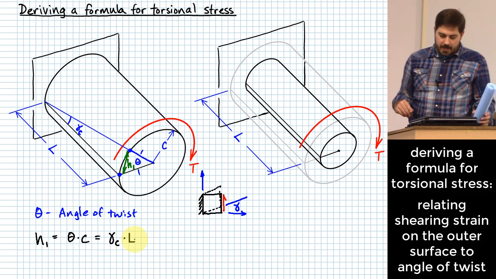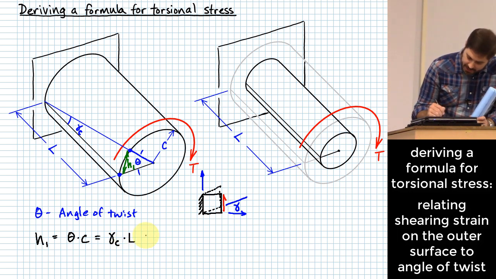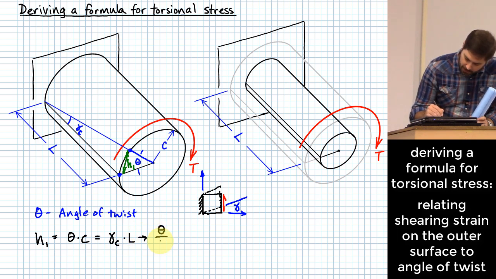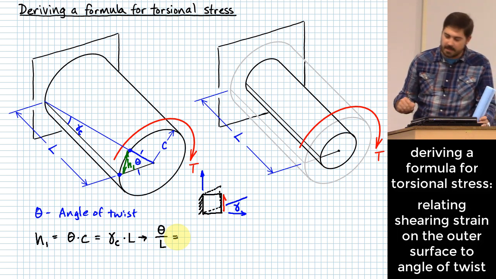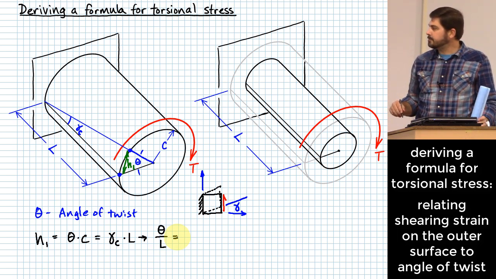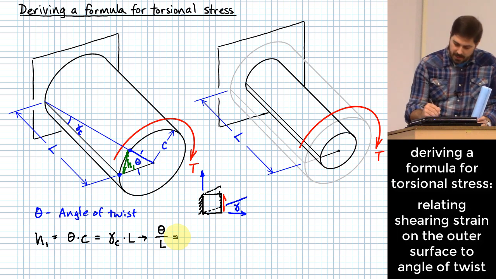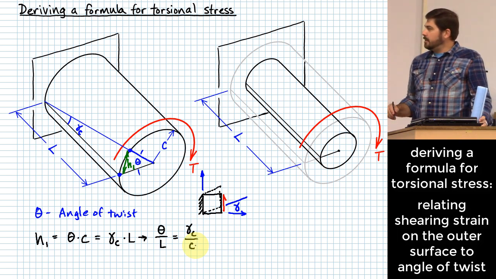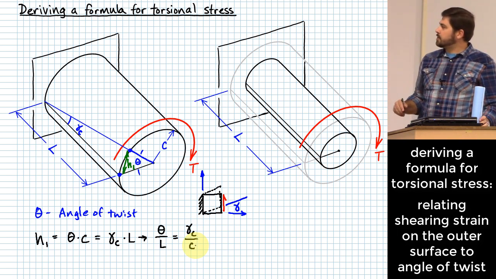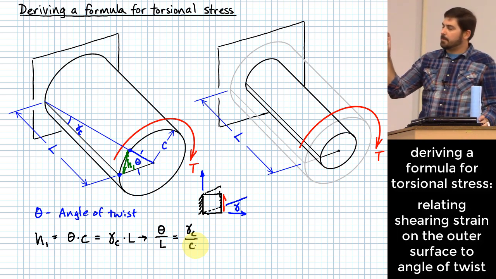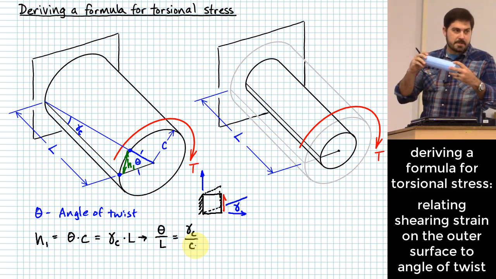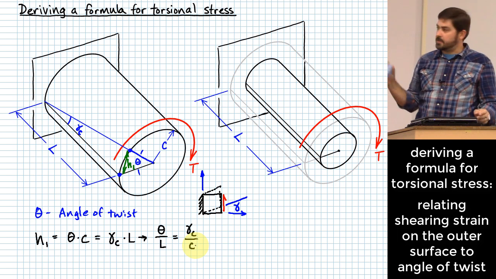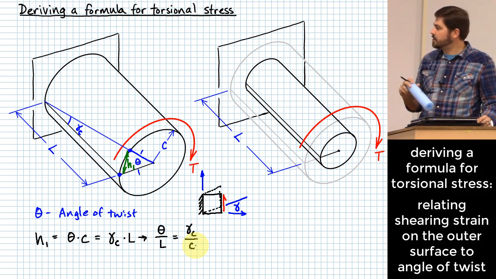Okay? And then I want to rearrange this just slightly. I'm going to take this same expression and rearrange it so that I solve it for theta over L. If I solve this for theta over L, what does this end up being? Gamma sub c over c. Okay? Good. That's actually the first thing that I wanted us to look at, the relationship that happens between the angle of twist and the shearing strain that is induced on the outer surface of the member. That's what we just figured out, is that relationship between our angle of twist and that shearing strain.